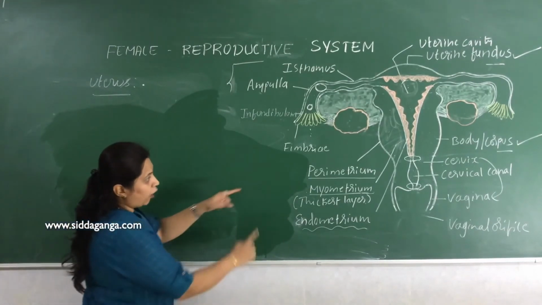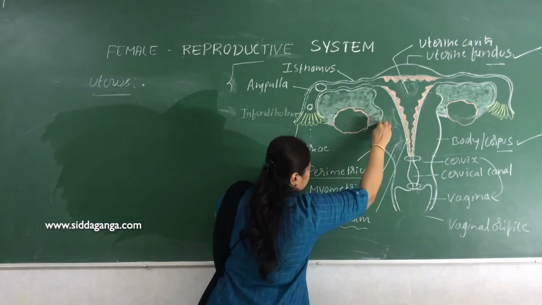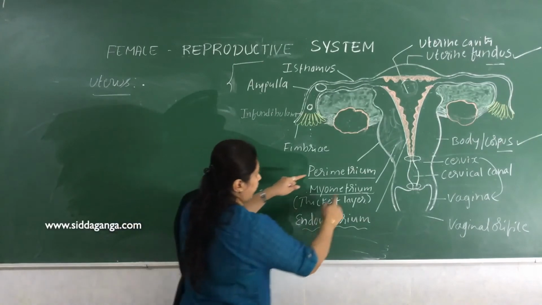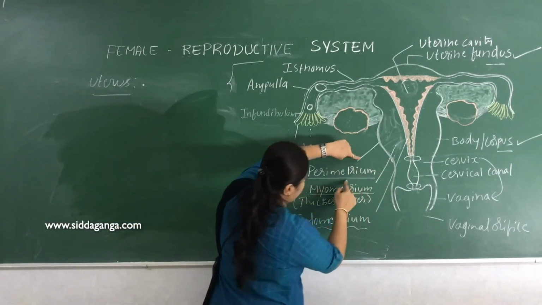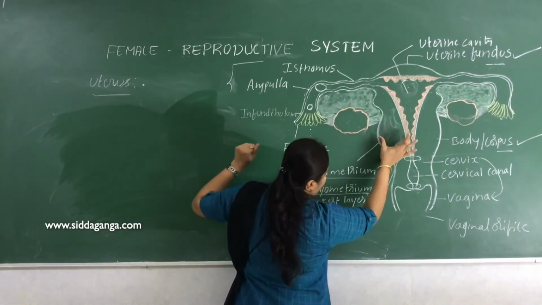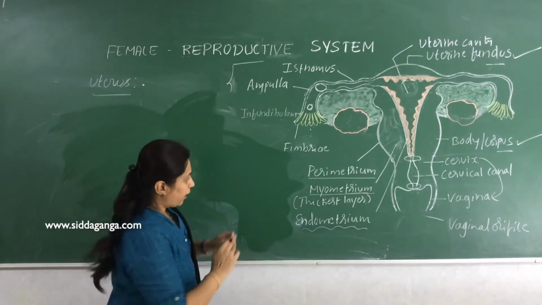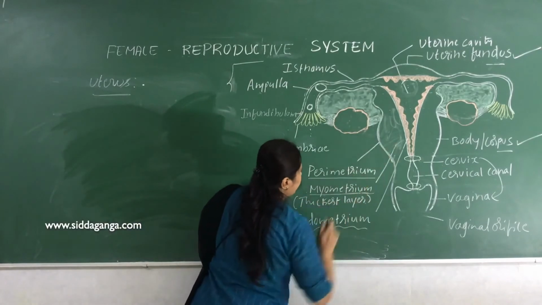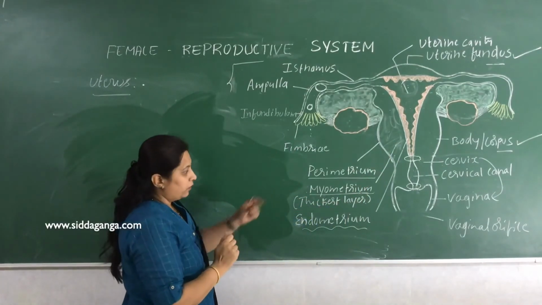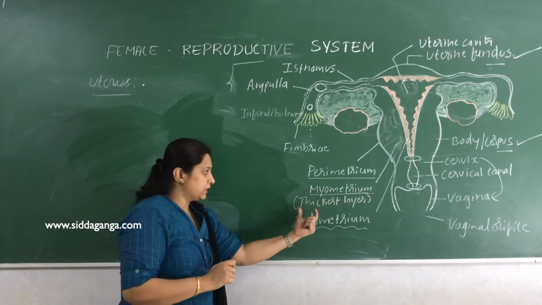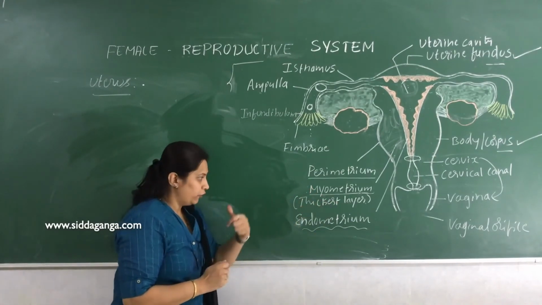The outermost layer is called the perimetrium. Inner to this perimetrium there is one more layer. So from here to here, what is this? The myometrium. Of the 3 layers, which is the thickest layer of the uterus? The myometrium is the thickest layer of the uterus.